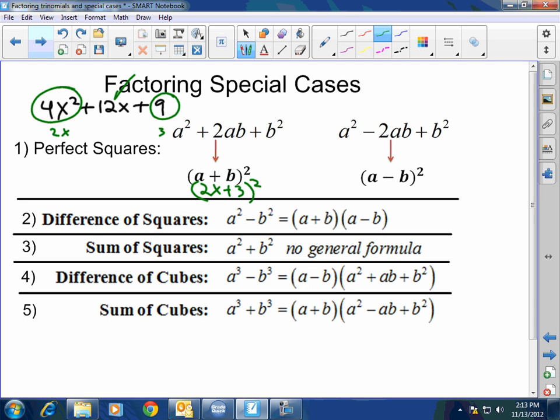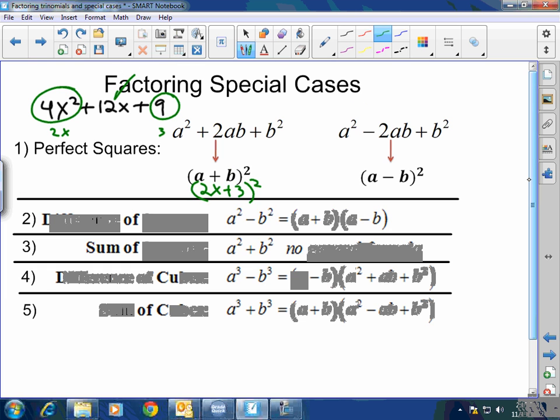You with me, guys? Now, difference of squares. And hey, by the way, do you guys remember that we already learned the reverse of this?